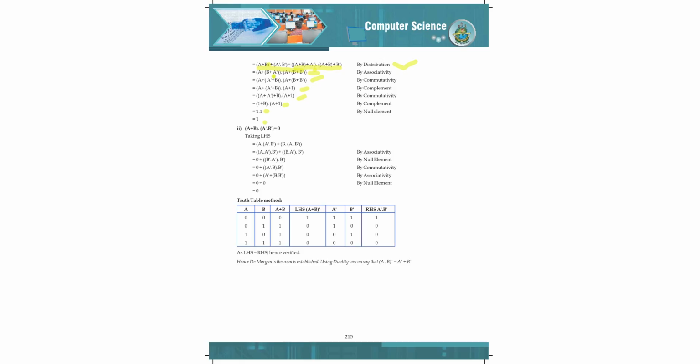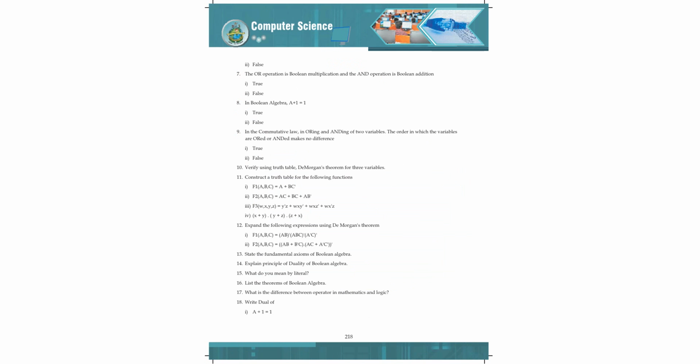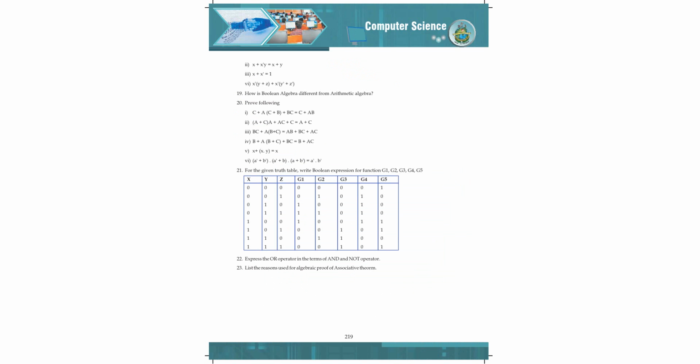You can also do it by truth table. Fine. Now let's revise Boolean algebra. We covered variable, Boolean function, complement, binary value, literal, truth table, and these are the theorems. Please learn these theorems because these theorems are very important. Okay, these are the exercises. You have to do them at your end, and if you face any problem, you can ask me. Fine. Okay. Have a good day.